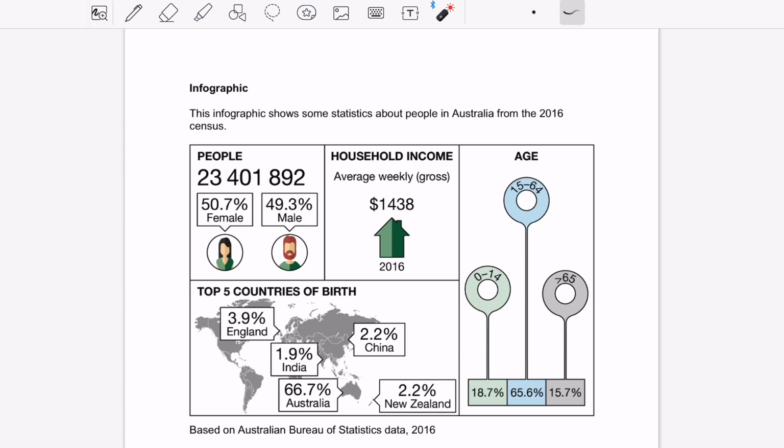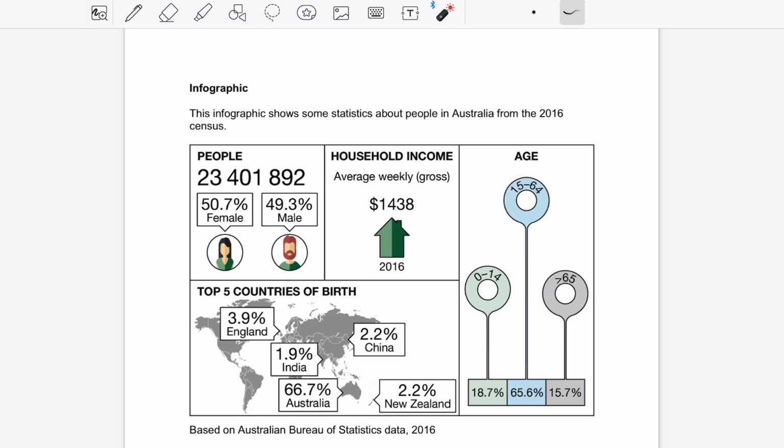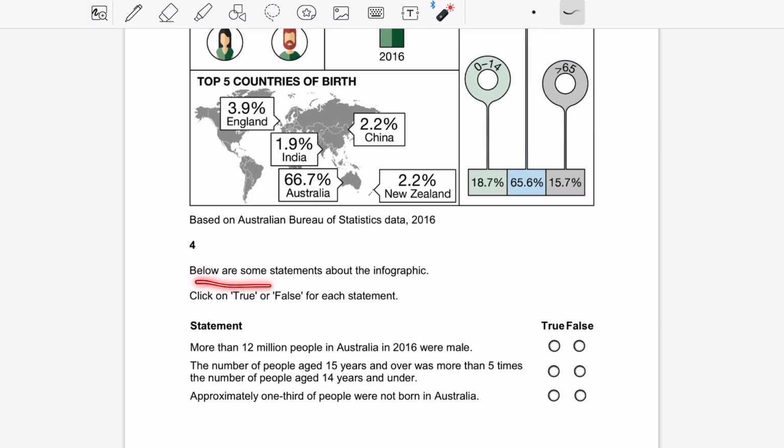Okay, next question. It says, this infographic shows some statistics about people in Australia from the 2016 census. Here we can see that out of this many people, this many female, this many male, the average income was this. Countries of birth and age groups. Below are some statements about the infographic. Click on true or false for each statement.